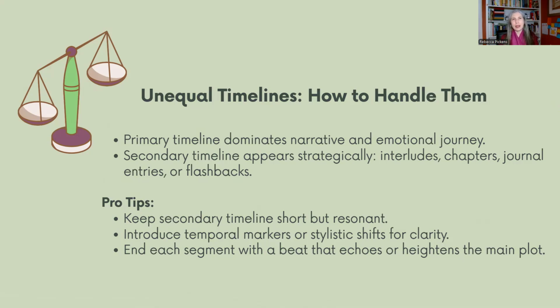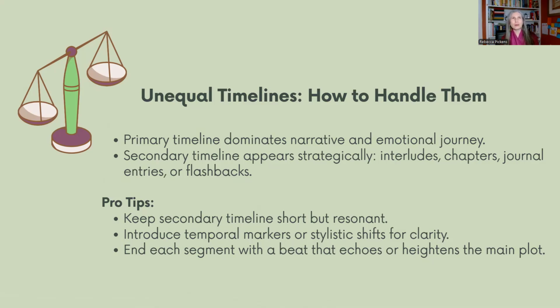You can play with it in terms of where it comes in chapters. You could use journal entries like the example I just gave. You could feature flashbacks. There are a lot of different ways to subtly insert your secondary timeline. Probably my biggest tip in terms of doing this would be to keep your secondary timeline shorter. It needs to be important, it needs to be impactful, it needs to resonate with readers, but it does not need to keep up with the primary timeline because that's not what it's doing in this story.